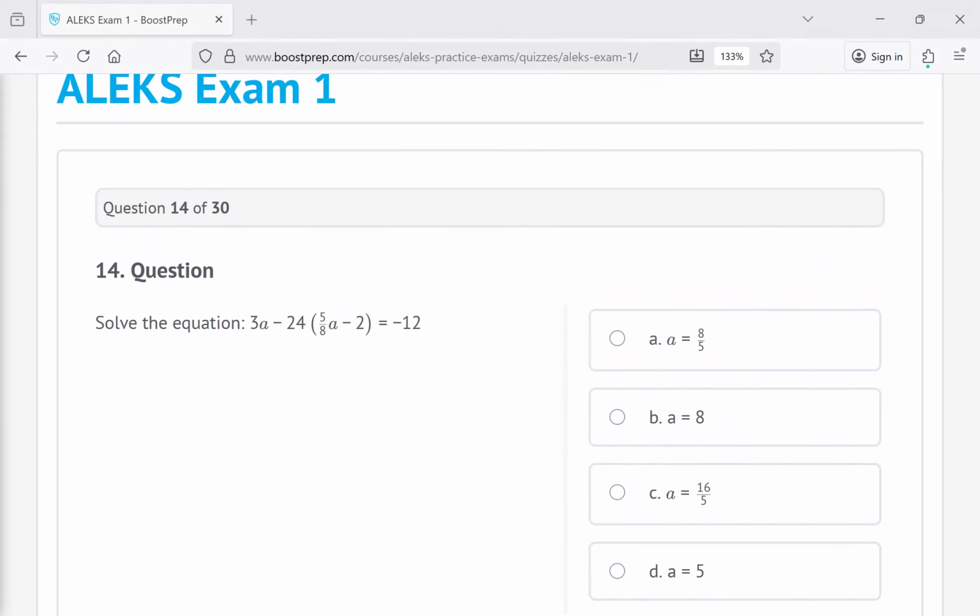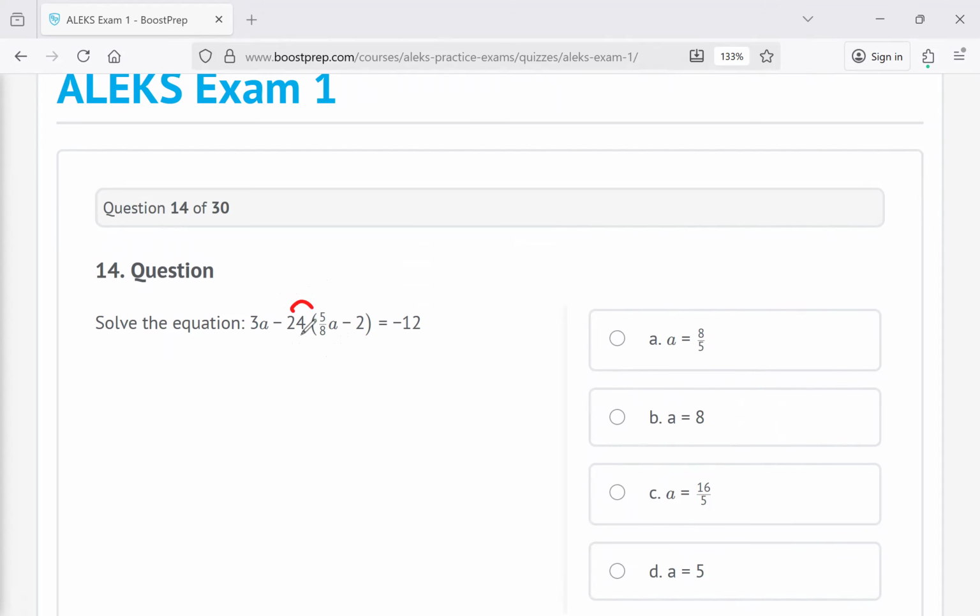Okay, 14. Solve the equation. We have 3a minus 24 times 5/8 a minus 2 equals negative 12. So this one, you don't have to work hard. Just FOIL out this negative 24, and then if you have a fraction, get rid of the fraction. So let's first figure out what's negative 24 times 5/8 a.